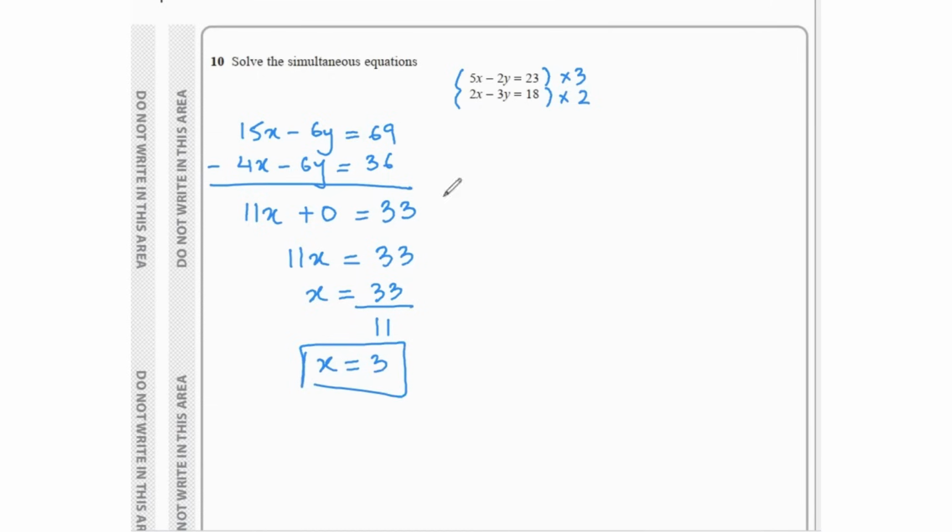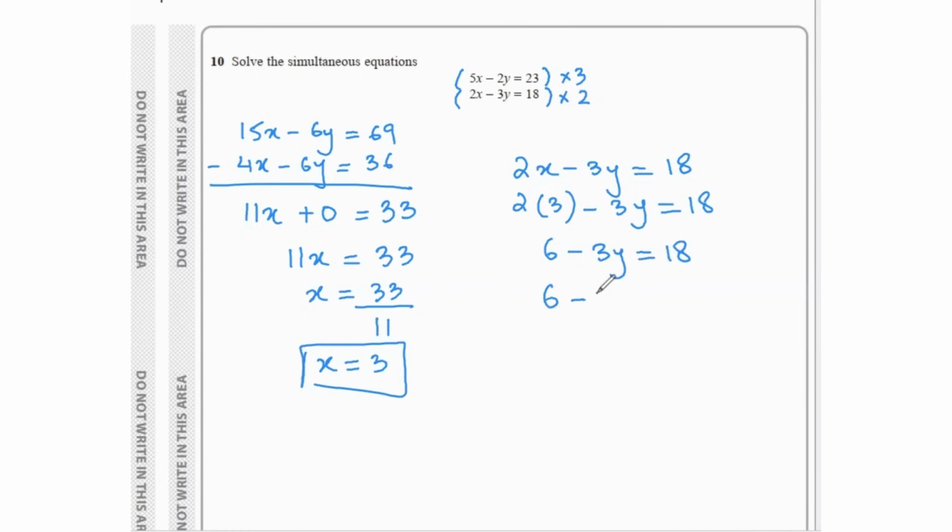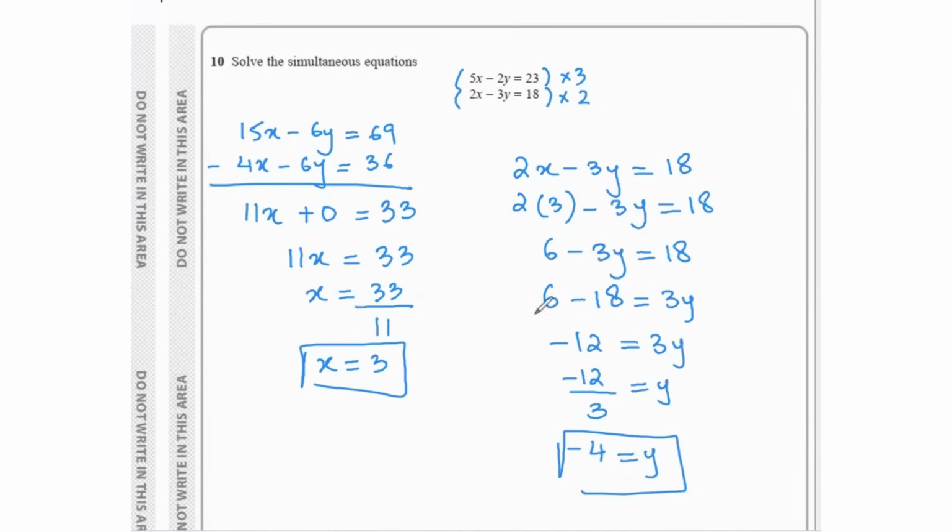Now we will substitute x equals 3 in either of the equations to find the value of y. I'm going to pick the second one because that's shorter to solve. 2x minus 3y equals 18. Replace x with 3. So now we have 6 minus 3y equals 18. 6 minus 18 equals 3y, which is negative 12. Negative 12 divided by 3 is y, which is negative 4. So x is positive 3 and y is negative 4.